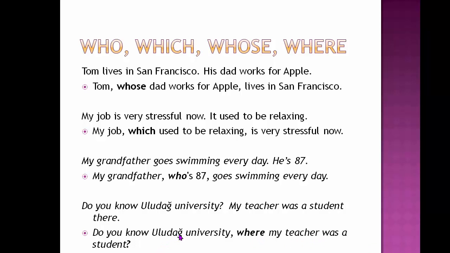In defining relative clauses, we generally say, for example, I can't forget the place, I remember the place, but which place, we don't know. So we can't use a comma there. But here, Uludağ University, we know this university, it is certain, it is clear. So, comma, and it is the end of the sentence. We use a question mark here.